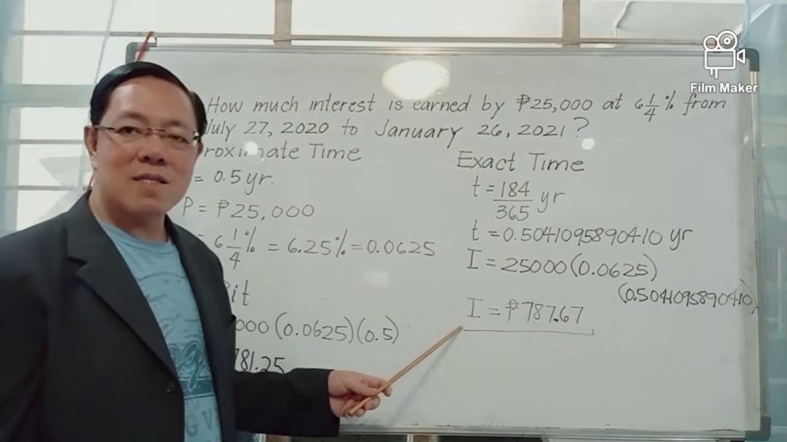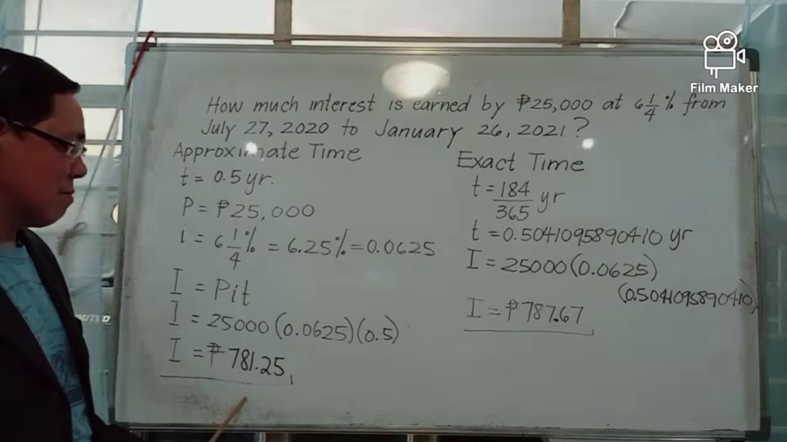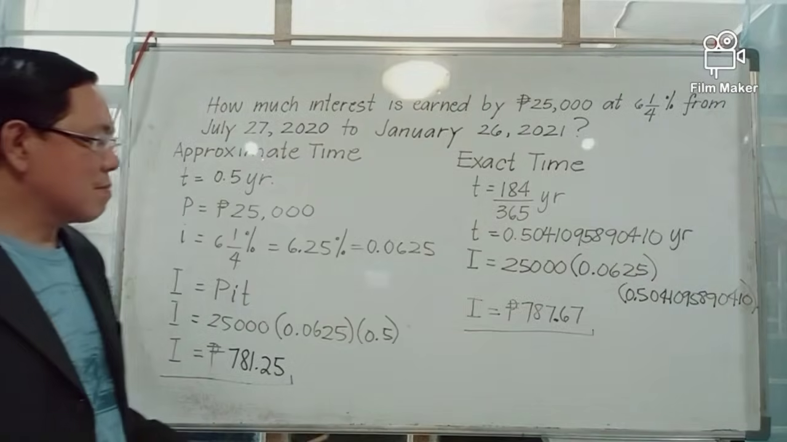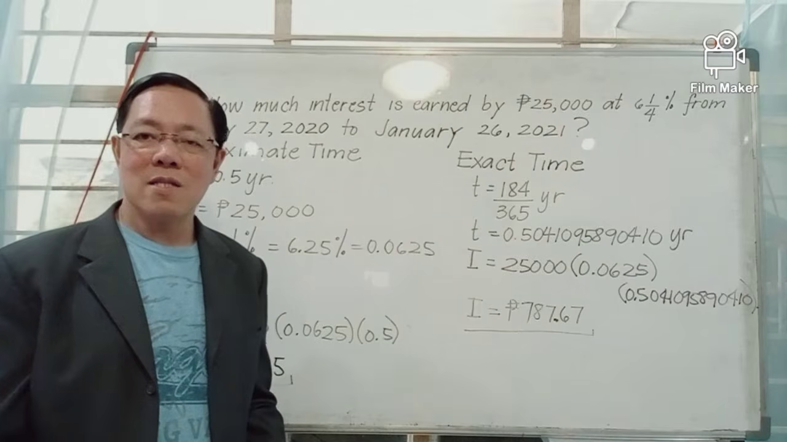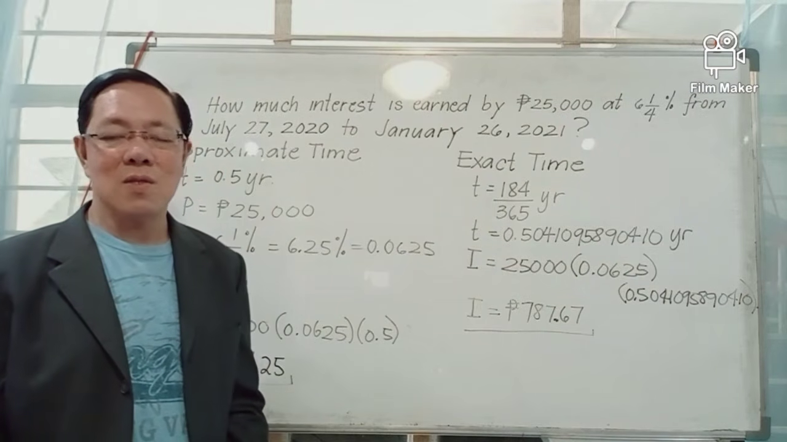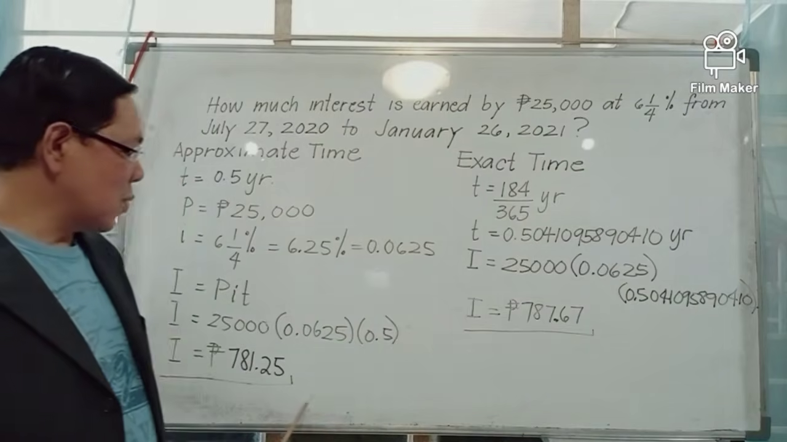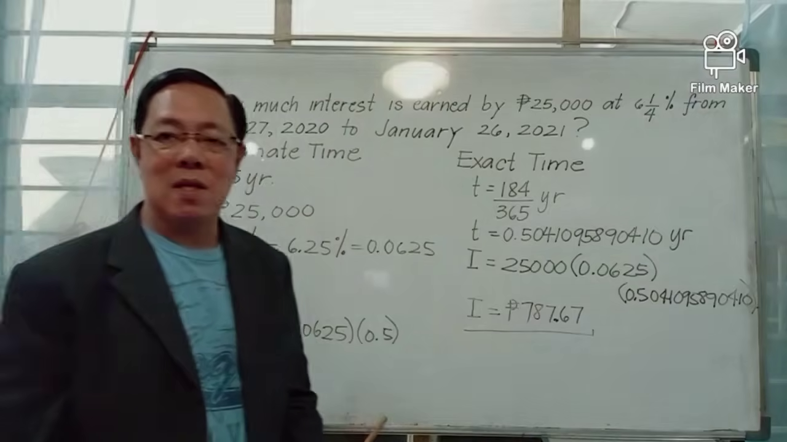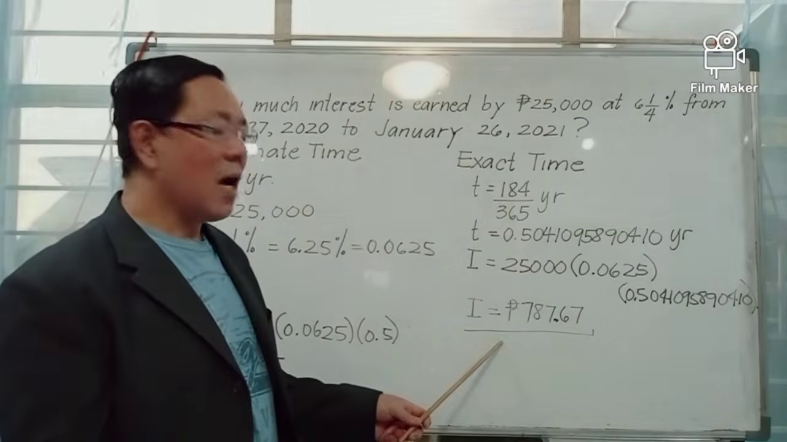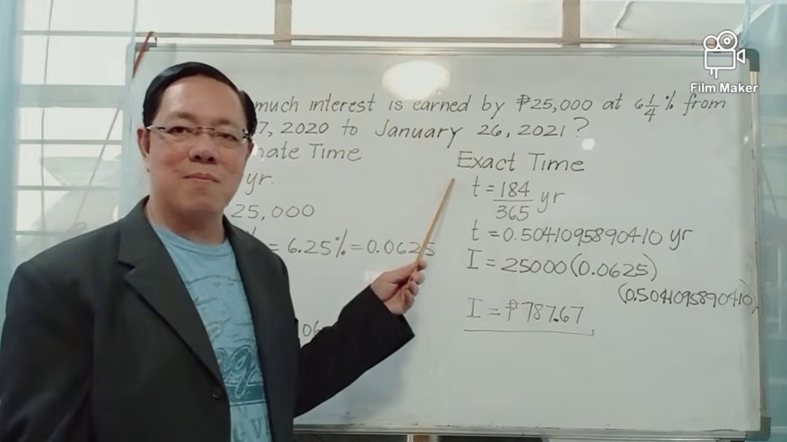Now comparing the exact amount of interest with the approximate amount of interest, it shows that we get a higher interest using the exact time than using the approximate time. There is a difference between the exact amount of interest and the approximate amount of interest. And we get a higher amount of interest if we use the exact time.